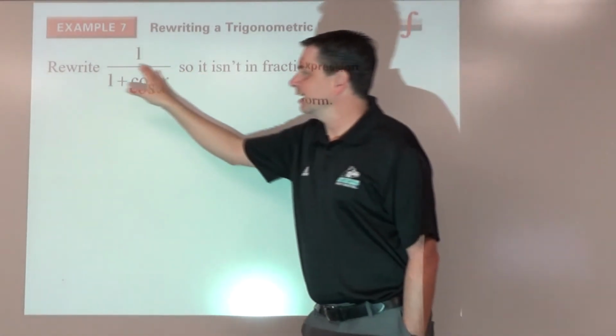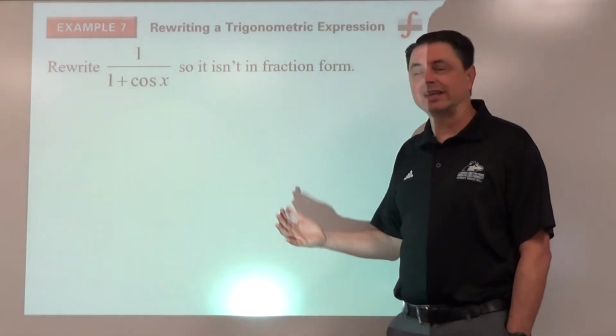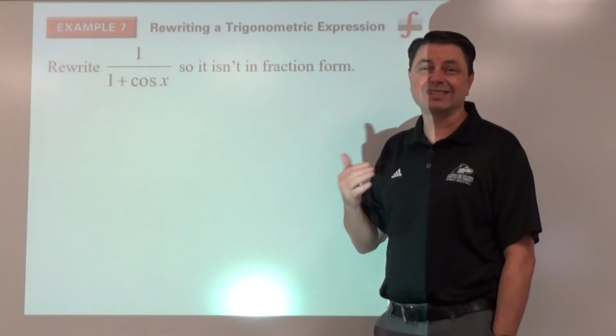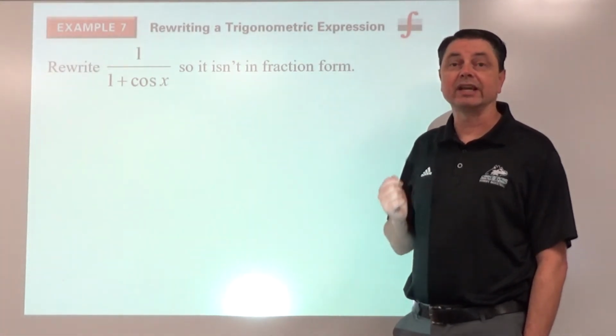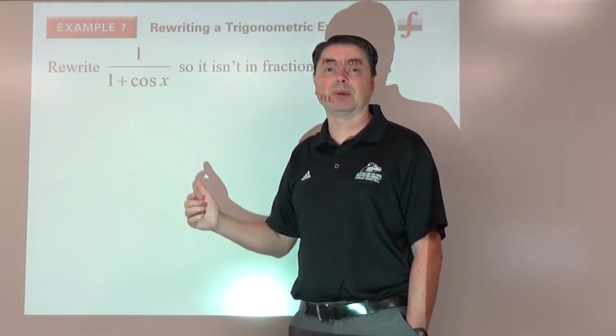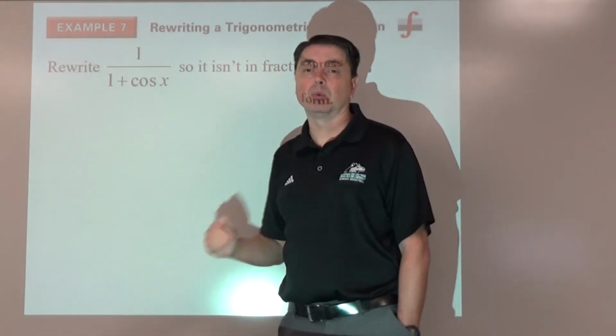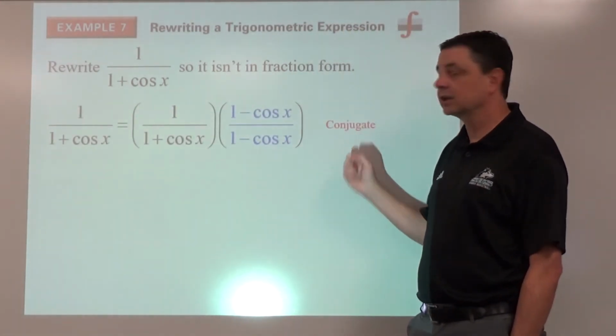So really our situation here is with the denominator, and if we're trying to fix a binomial denominator, a lot of times the strategy we might want to try is the idea of conjugate. So with 1 plus cosine x, I think I might want to try to multiply top and bottom by 1 minus cosine x. The conjugate.